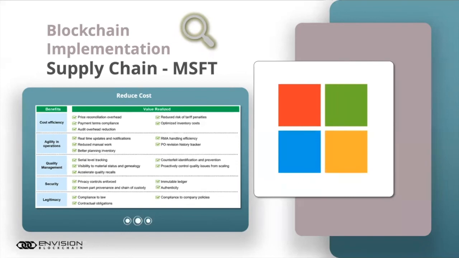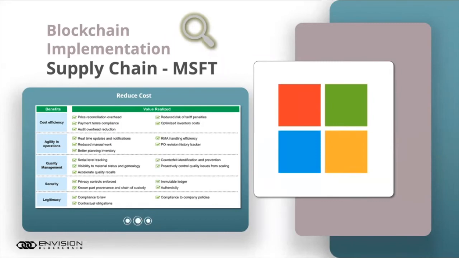We talk about quality management by having the tracking down to the serial level. You're going to be able to prevent counterfeit goods from entering into your supply chain, accelerate the quality of the recalls, and then security and legitimacy.